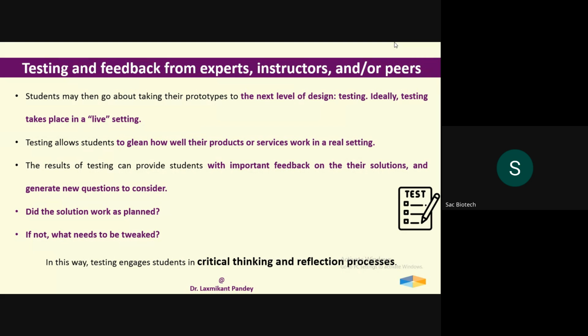This can be done by taking the feedback from the experts on the solution you have come up with, whether it is correct or not, and whether it has certain limitations or hitches or some problems in it. That can be tested or understood by the students. So in this way, testing engages students in critical thinking and reflection processes. These are some works that can be done by the students. Next, please.